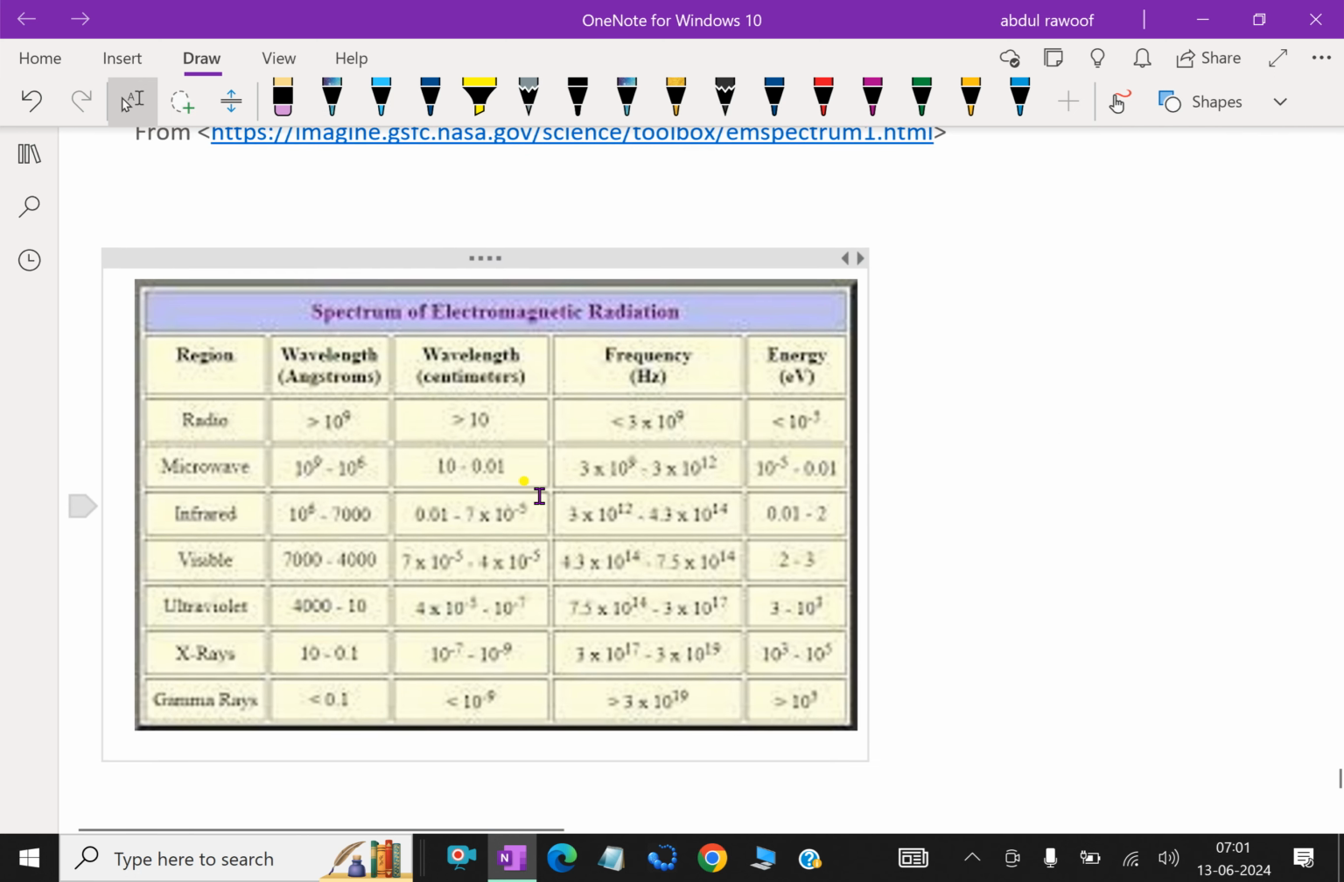This is the table for the spectrum of electromagnetic radiations with the region, wavelength in Angstrom units, wavelength in centimeters, frequency and energy. From this we can get some ideas about what their frequency, wavelength and energies are.